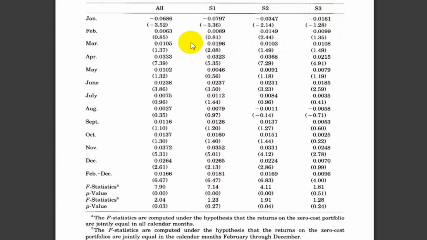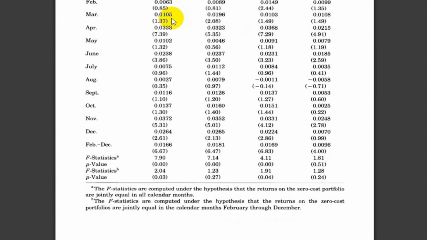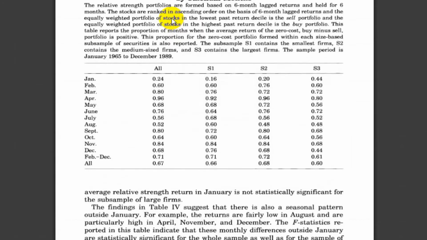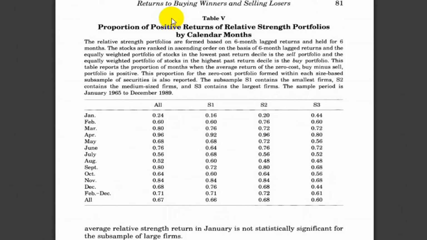The first thing to note is that January's returns have a negative 7% return difference between the buy portfolio and the sell portfolio, whereas the other months have positive differences. And this falls in line with other studies that say that January is a bad month for relative strength strategies. So let's go down to table 5, which has a deeper analysis of the seasonal effects.